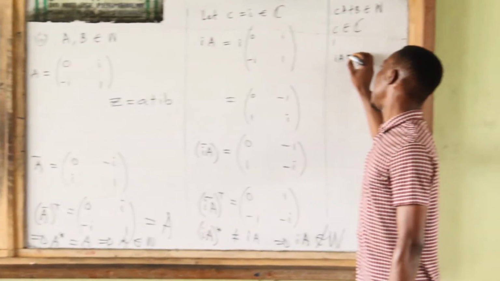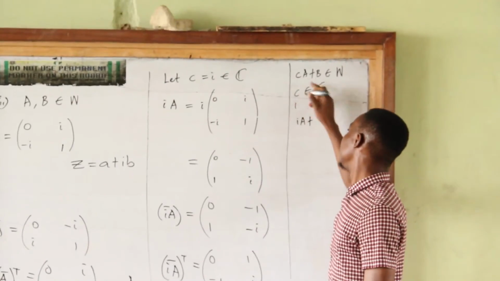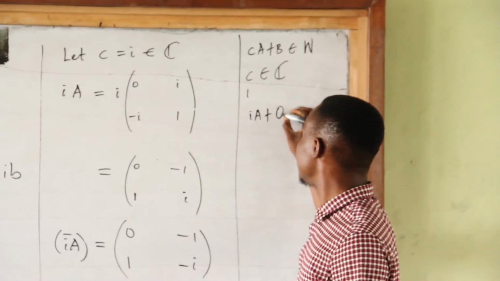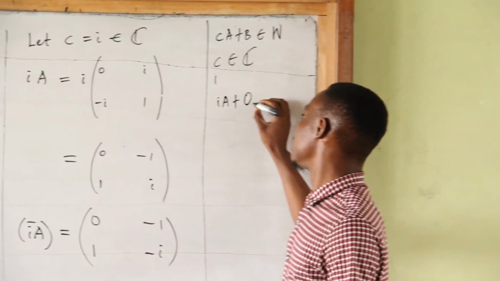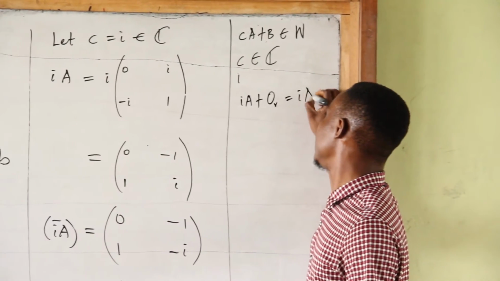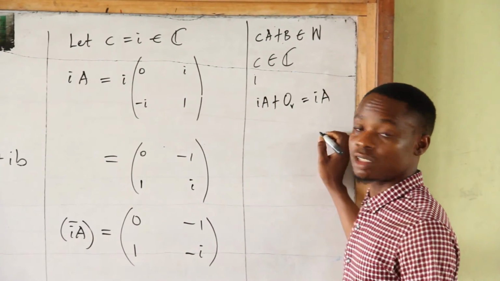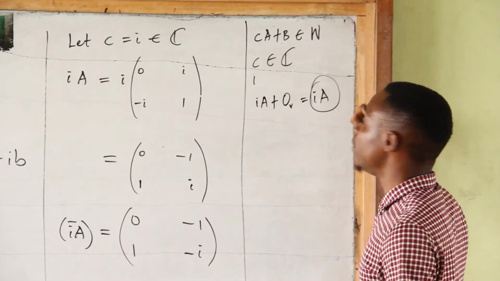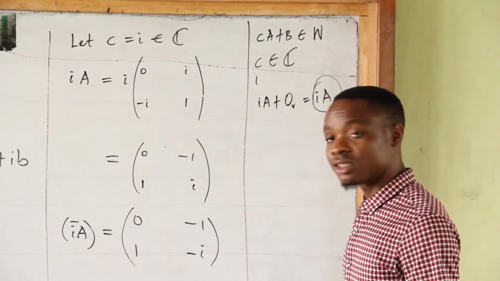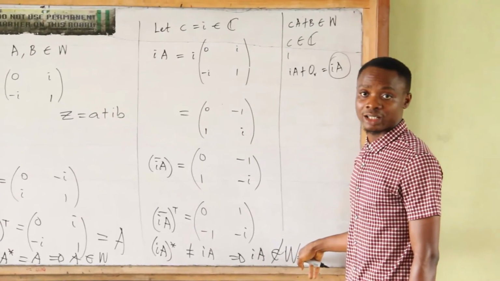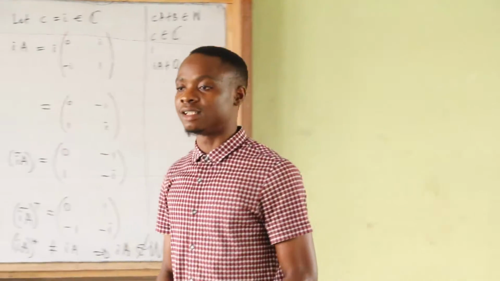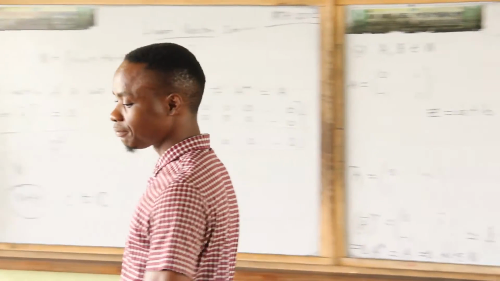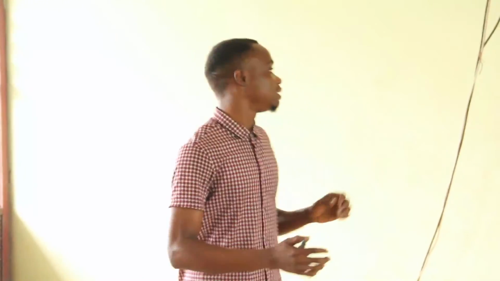Now, if you do iA plus, let's say, the zero element. The zero element is part of W. You do iA plus the zero element, you're still going to get iA. Is it clear? You understand that? iA anyway must be a part of this set, but it is not part of the set. So the thing is this, listen very well to this. That second condition is telling you this.